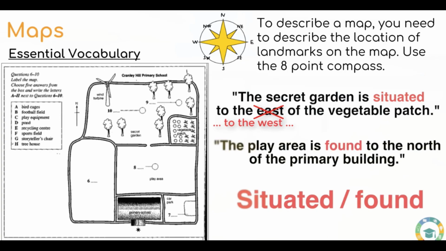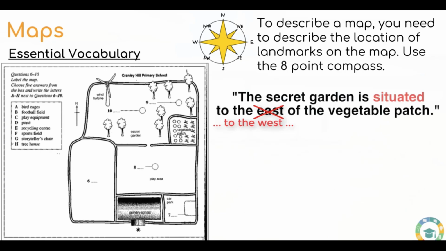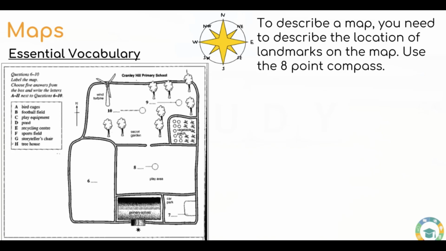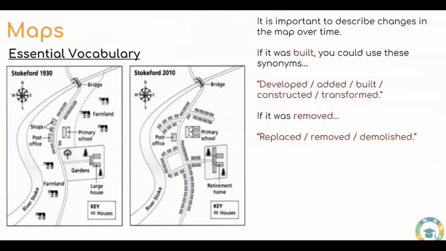As well as location, we also need to be able to describe how maps have changed. So let's look at some vocabulary for that. When you are presented with two maps from the same location but different times, you must be able to report what has been removed and what has been developed.